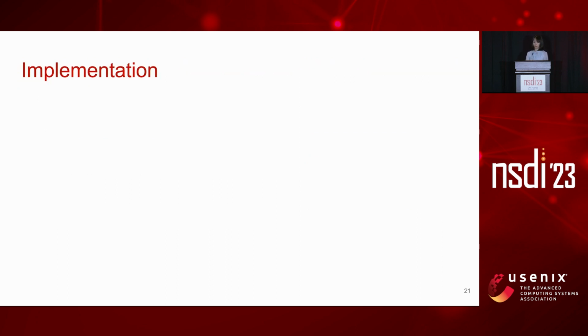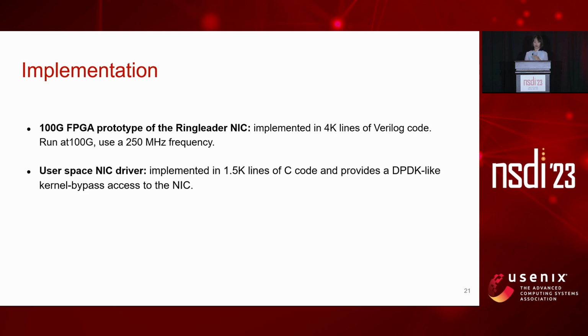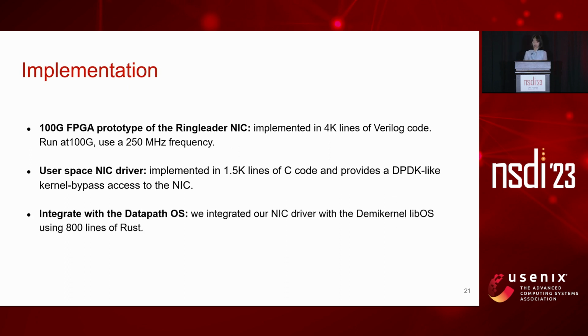For implementation, we implement our prototype using an FPGA, with 4K lines of Verilog code. And we build a user-space NIC driver for our Ringleader NIC that provides DPDK-like kernel bypass access to our NIC. Also, we integrate Ringleader with the data plane OS Demikernel using 800 lines of Rust.